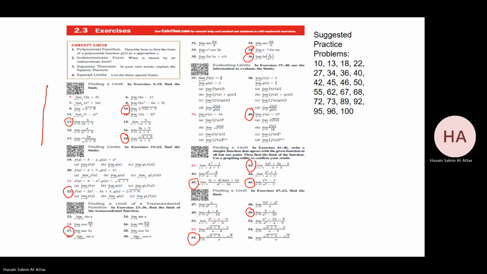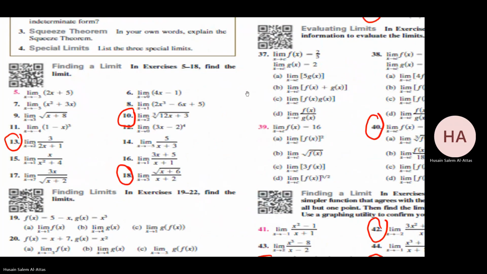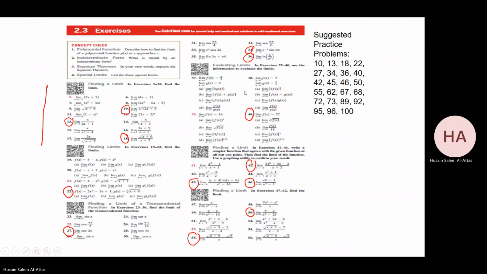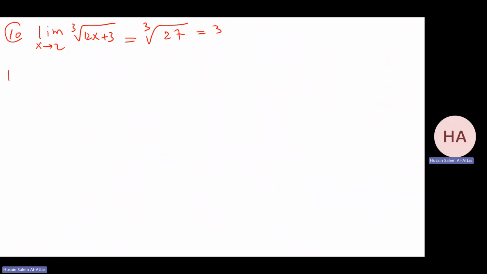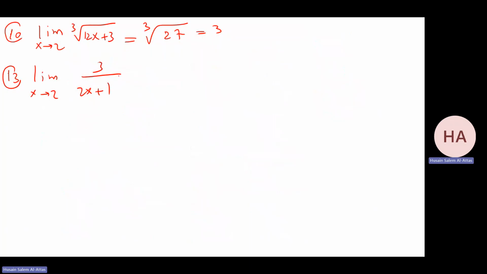13, limit as x goes to 2 of 3 over 2x plus 1. Am I right? Yeah. Something we have nothing to worry about, so it will be 3 over 2 times 2, 4 plus 1, which is 3 over 5.